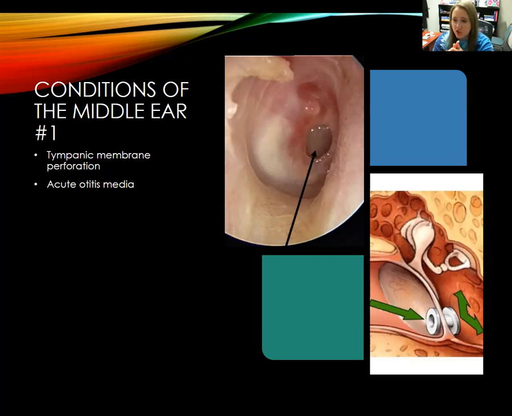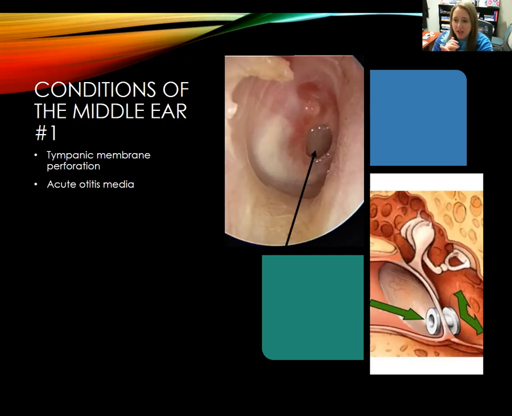We see this frequently in children. The pathogens that cause infection are usually bacterial or viral. Sorry, I moved on to otitis media. We see this, obviously, ear infections in kids. We know that's pretty common, right?